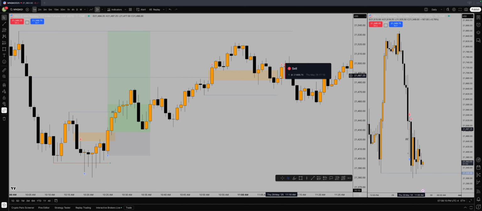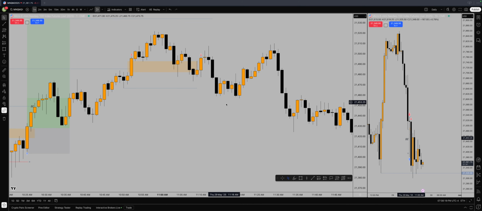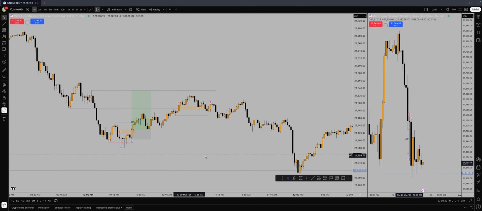I ended up getting out pretty much when we came back up into that wick. I was like, I'm out. And luckily, I think that was a pretty good out, because as you can see, price came down and then ultimately came much, much lower.